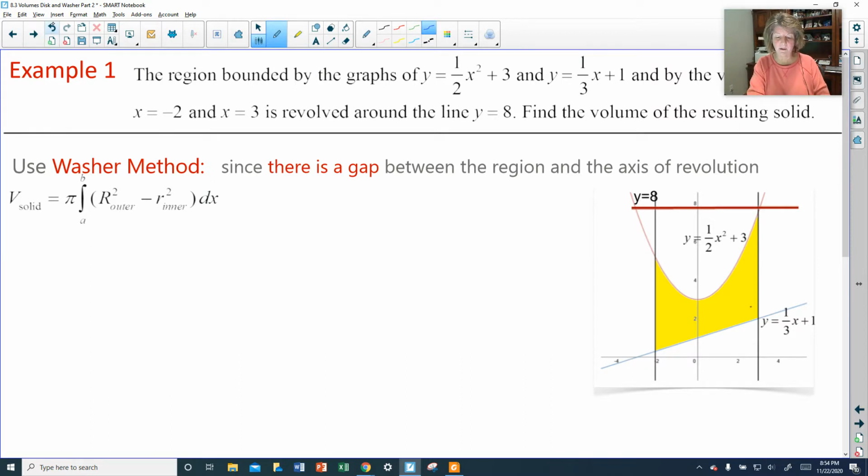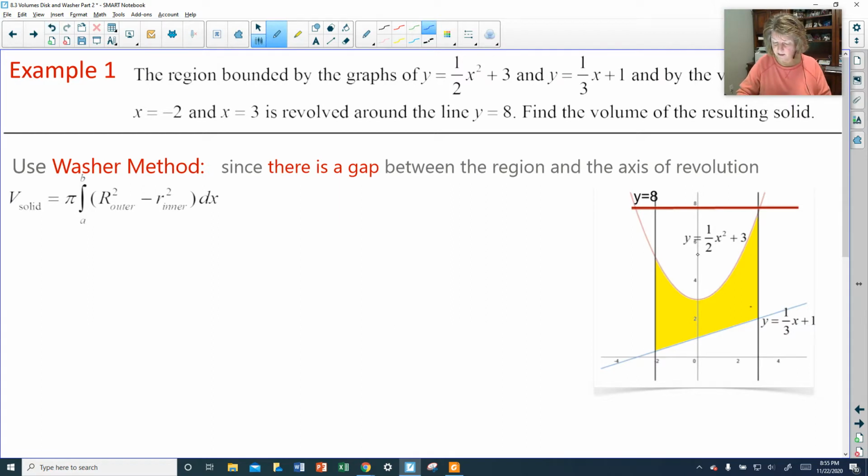Example 1, the region bounded by the graphs of y equals 1/2 x squared plus 3 and y equals 1/3 x plus 1, and by the vertical lines x equals -2 and x equals 3. This region is revolved about the line y equals 8. Find the volume of the resulting solid.